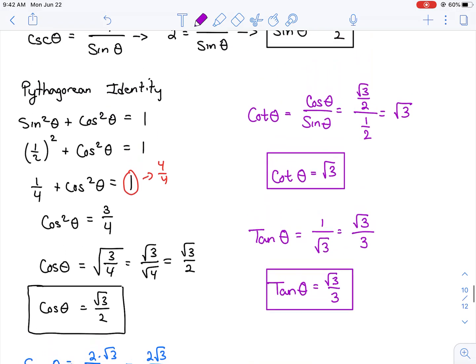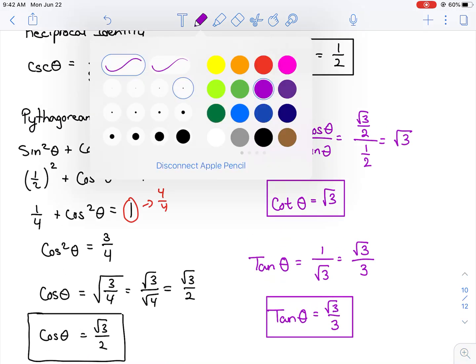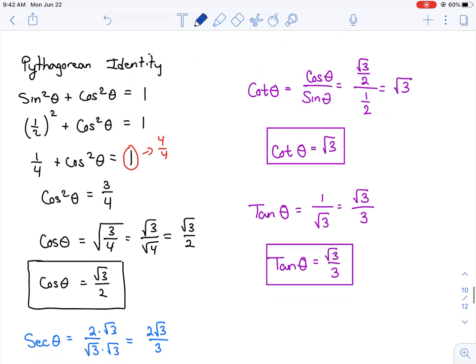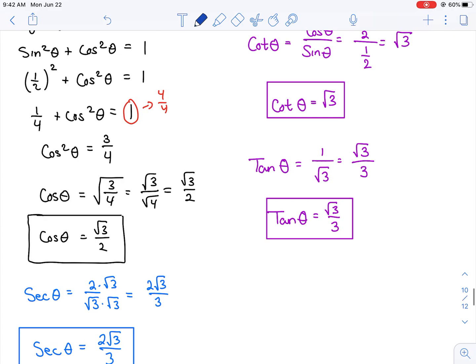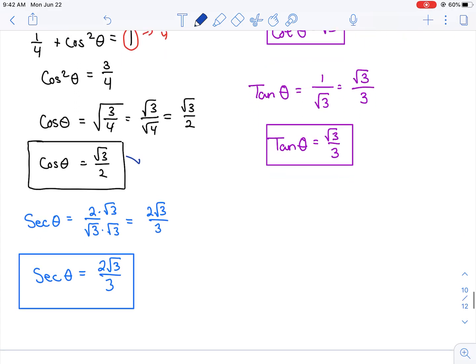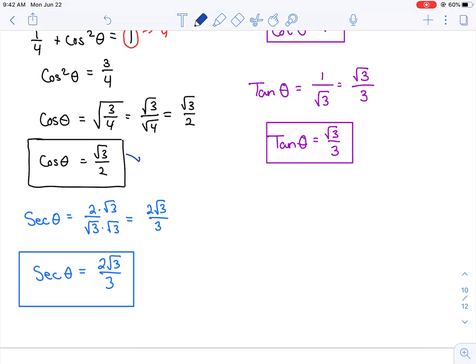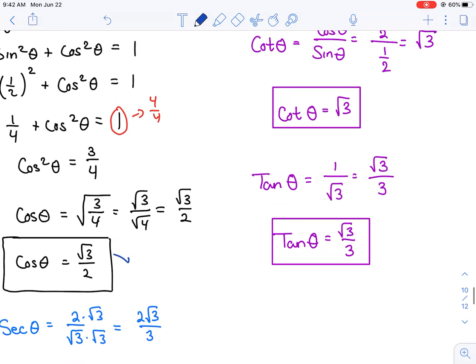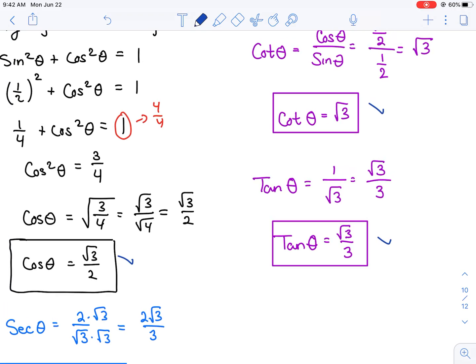And there are the rest of the trig functions. You have sine of theta is a half. Cosine theta is square root of 3 divided by 2. Secant theta is 2 times the square root of 3 divided by 3. Cotangent of theta is the square root of 3. And the tangent of theta is the square root of 3 divided by 3.